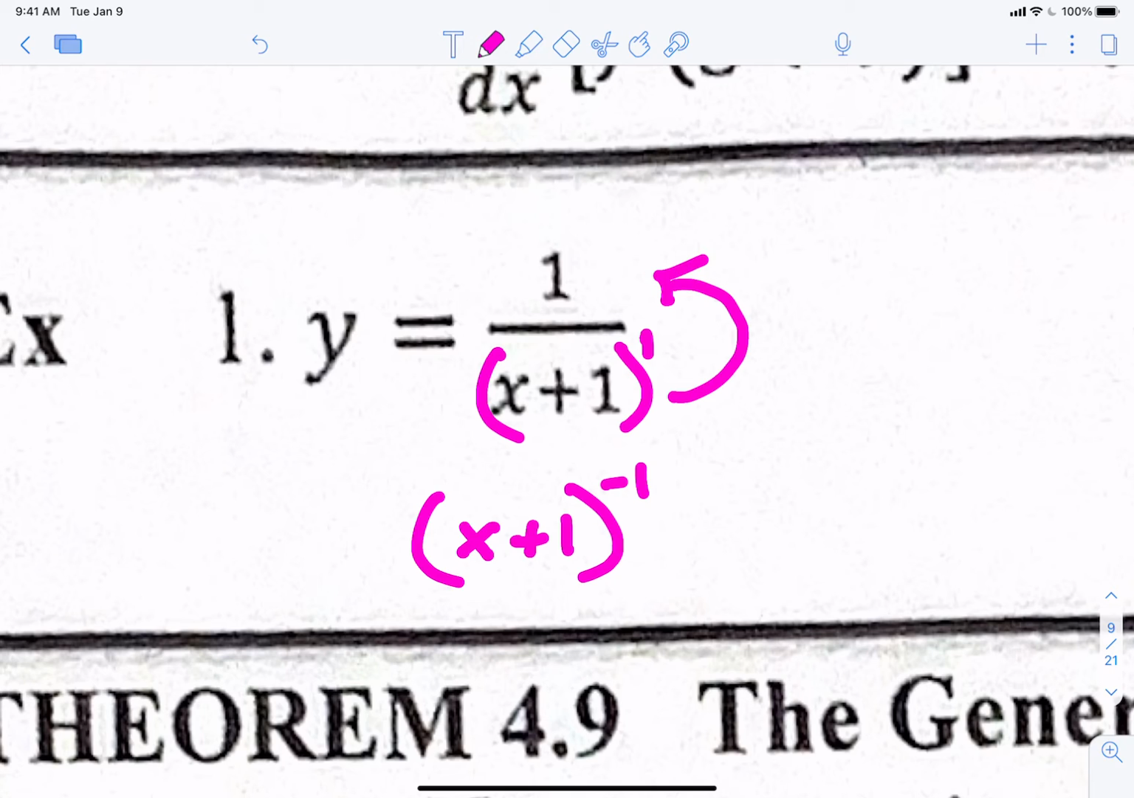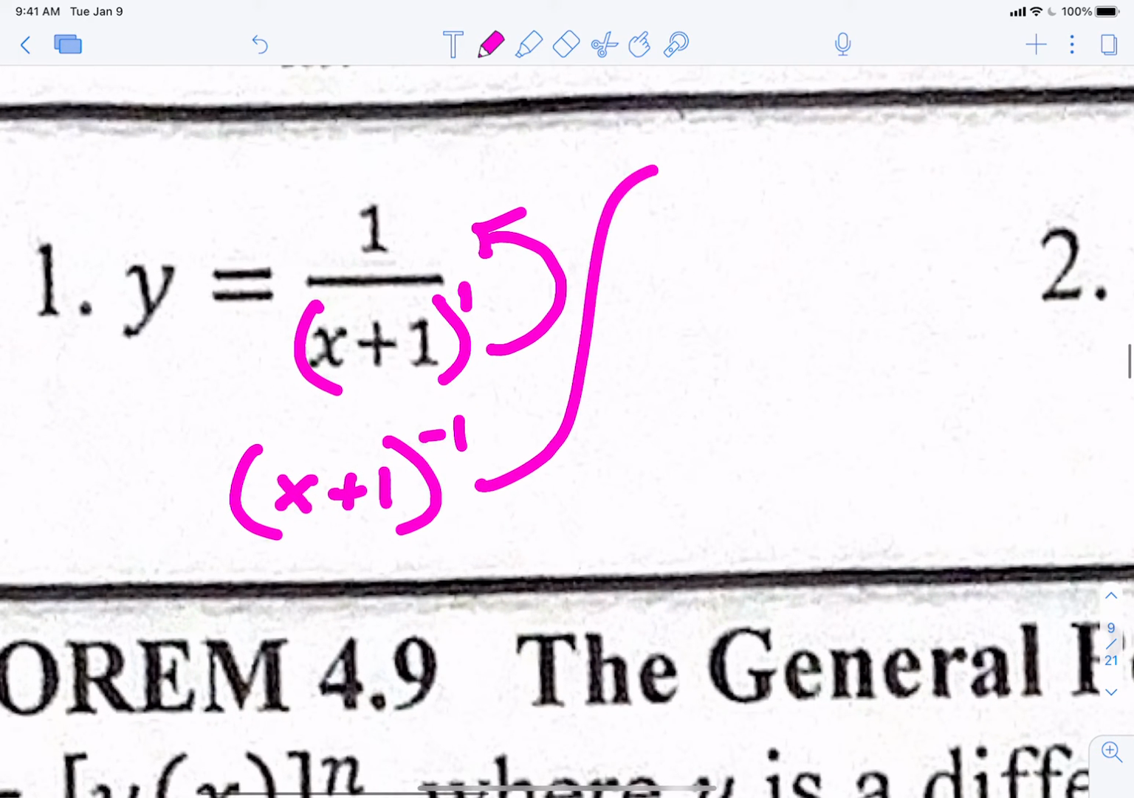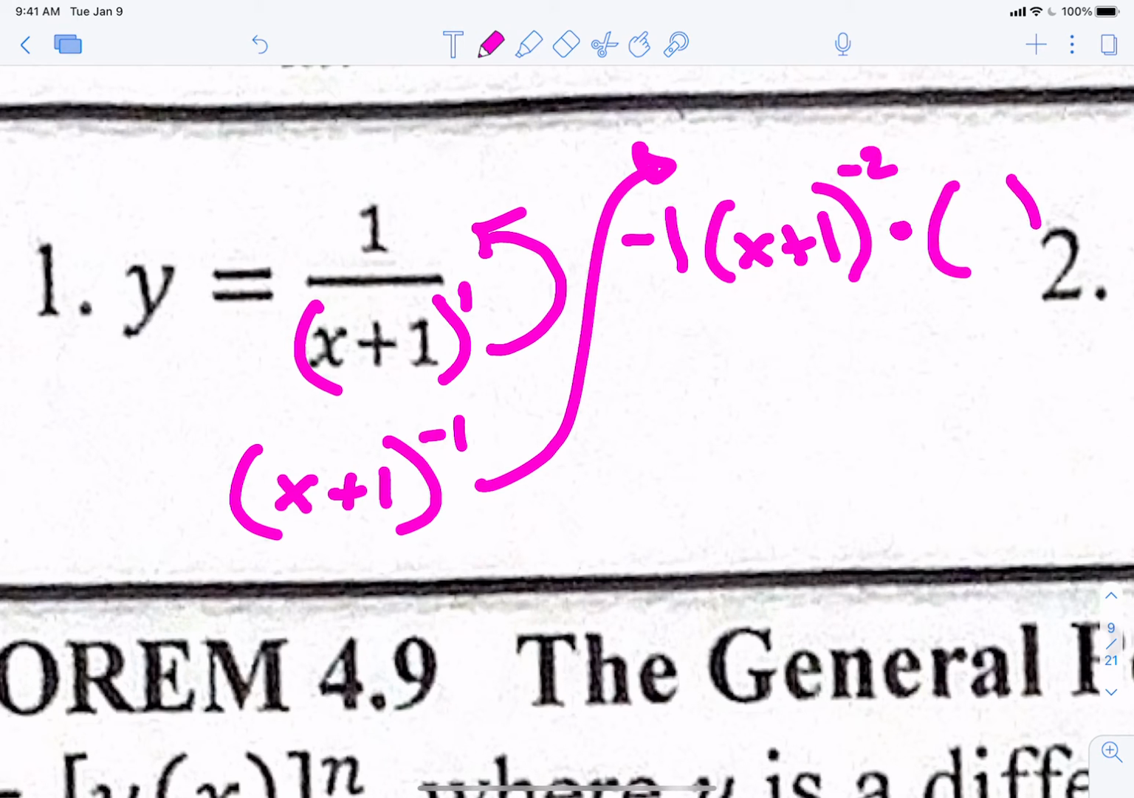Now I'm going to do the chain rule to that. Chain rule says I bring the negative 1 down in front. I leave the inside. I subtract 1 from the exponent, so negative 2. And then I multiply by the derivative of the inside. What's the derivative of the inside? Just 1, right? So you don't have to write that down, but I'm going to just so that we have it.